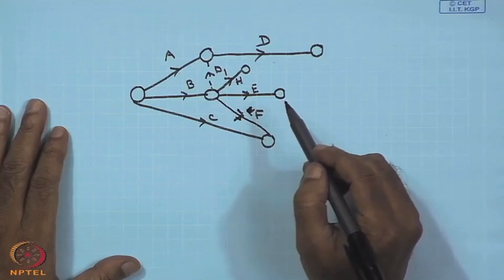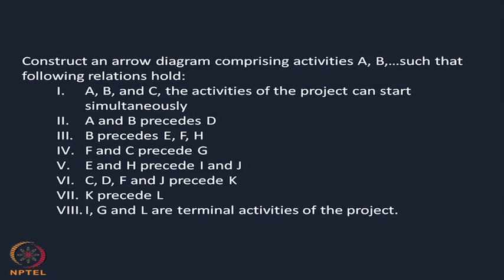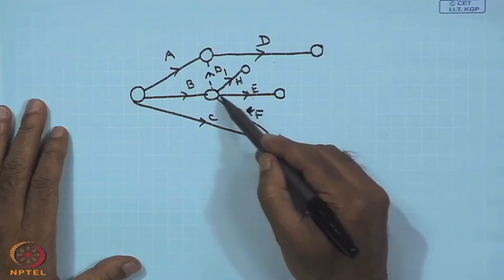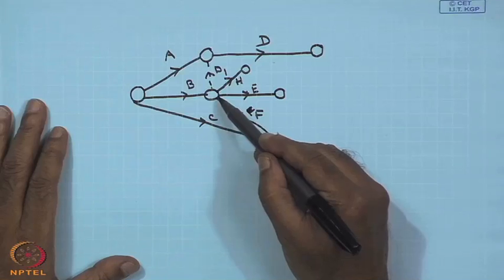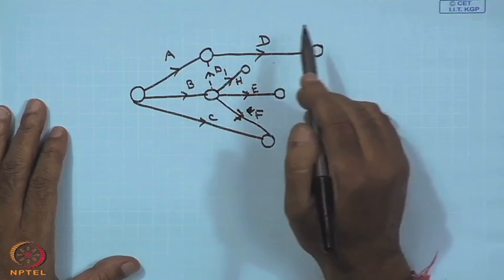So, point number 3 has been completed, that is B precedes E, F and H. You see, E, F and H, these three can start only after B completes. That means B precedes these. What is the next one?